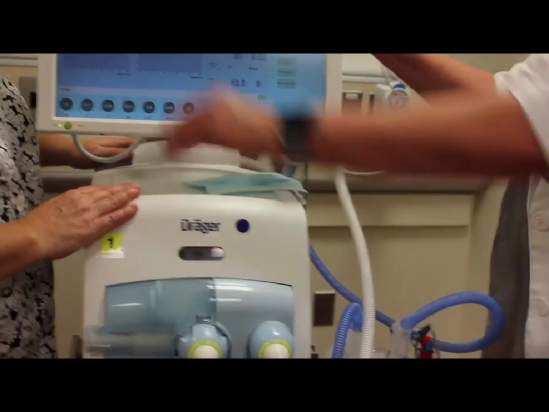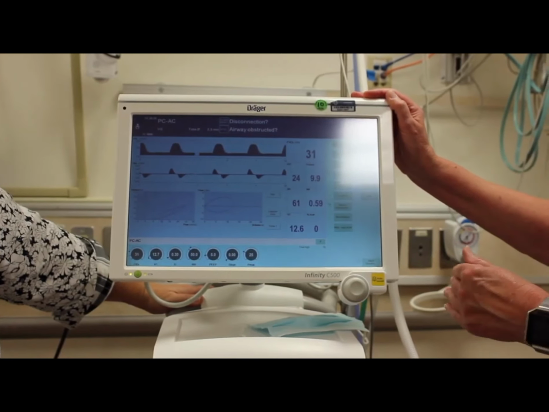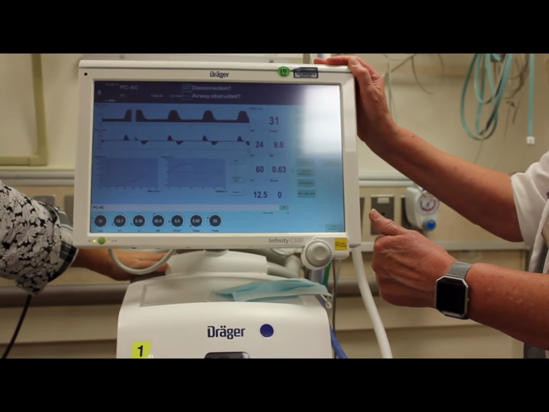Correct. Anytime there's a continuous red light that doesn't stop, there is either something wrong with the baby, like it's extubated, or there's something wrong with the vent. You should not just keep hitting silence. You should call for help. Perfect.